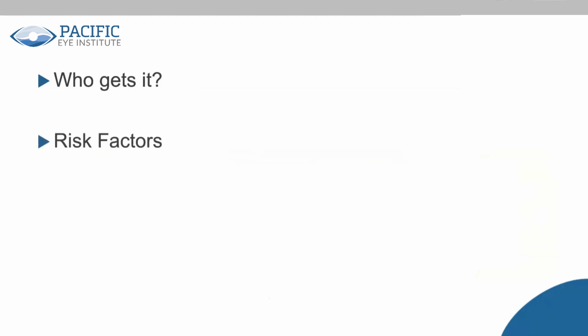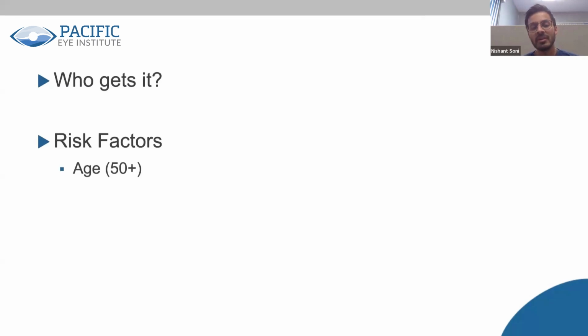So who gets it? Most people who have dry eyes, there's not really anything else going on, no other medical problems that cause it. But the risk factors for dry eyes are age. Over 50 years, you're much more likely to get dry eyes. If you live in a dry environment, such as Southern California, right where I am, you can get very dry eyes.